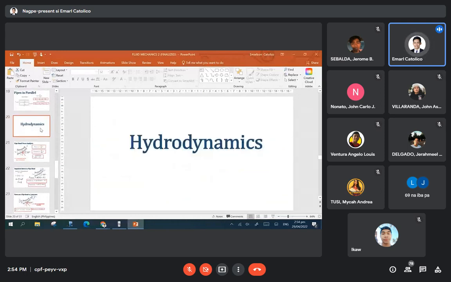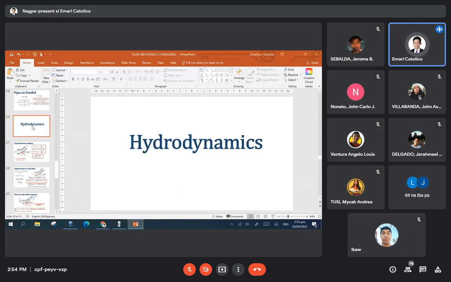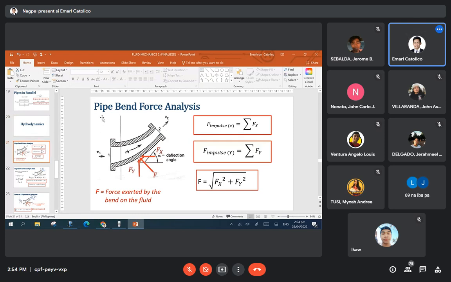So hydrodynamics tayo. Ito na ang medyo malalim. So hydrodynamics, ang application nito sa atin ay sa pipe. Okay? So pipe bend force analysis. Let's say ito yung pipe natin. Meron tayong point 1 and meron tayong point 2. At point 1 meron tayong velocity, point 2 yung exit velocity.